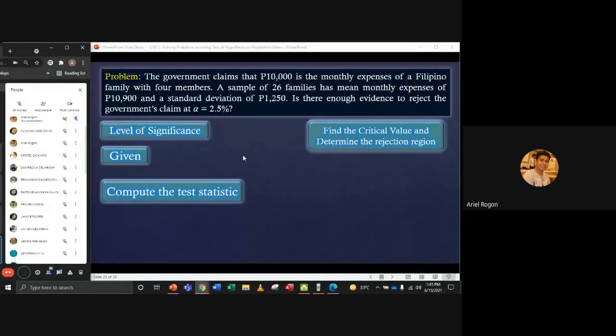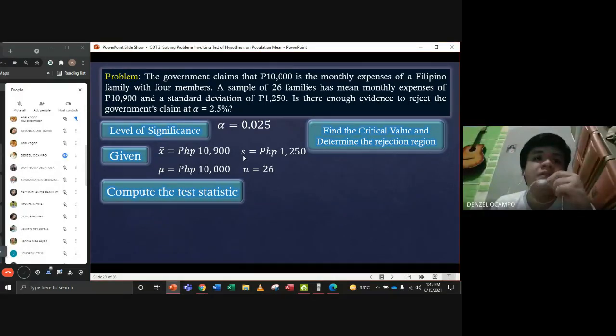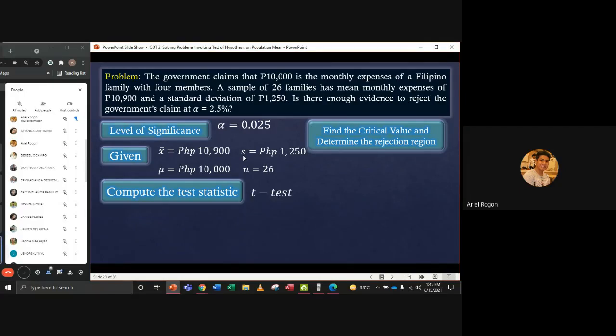That is correct. So after that, based on the given, what test statistic is to be used in this problem? What statistic test is applicable in this given problem? Anyone? Yes, Ocampo. T-test po, sir. T-test. Okay, still T-test ang gagamitin because the sample size is less than 30. So using the formula, again, use your calculator to calculate the t-value.